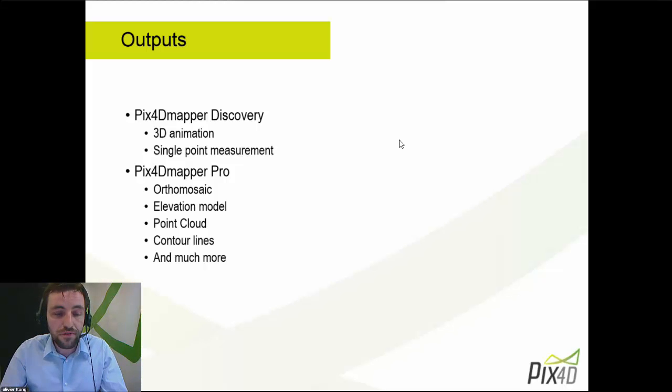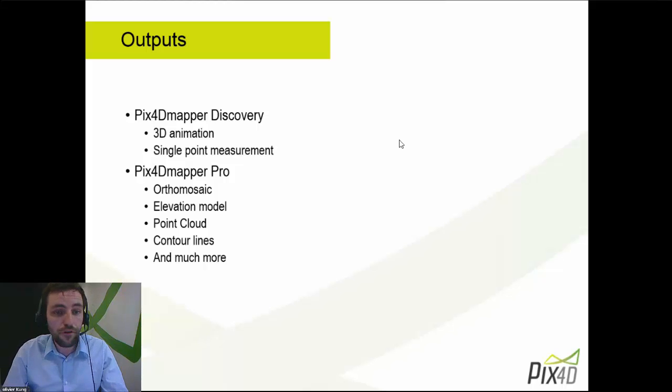So the outputs. In Pix4D Mapper Discovery, which is the free version of the software that you can download directly right now from our website and use without any limitation, there are 2 possible outputs. You can output a movie about the 3D fly-through of the point cloud you just generated, and you can also do single point measurements. So if you want to know the location of a single point in the point cloud, then you can take it and you will get the measurement.